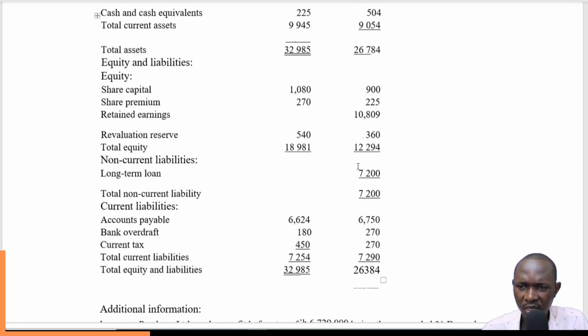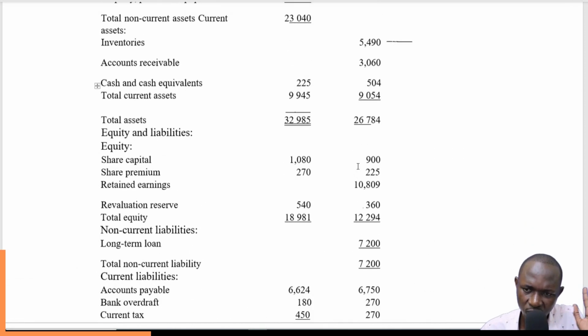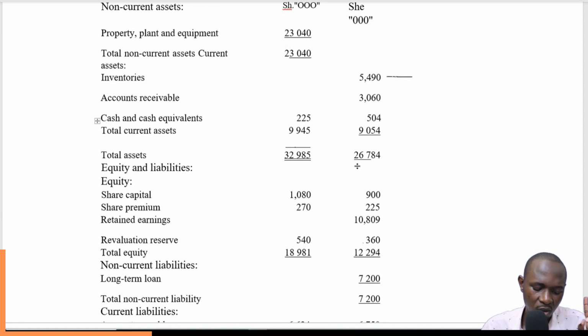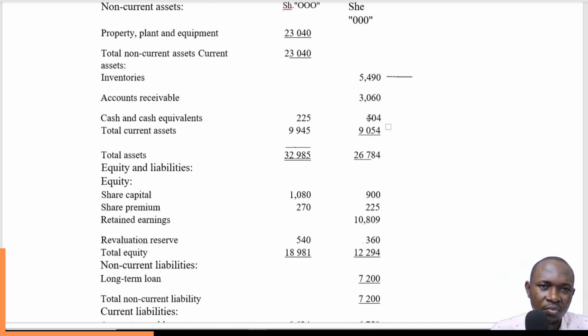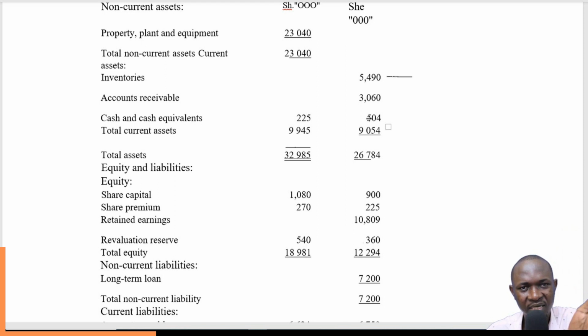So I'll go straight to the additional information, the rest of the information. What you need to remember always, I always tell my students, for the statement of financial position, you'll get 2 years, the current year and the preceding financial year, and then the income statement will only have the current year.